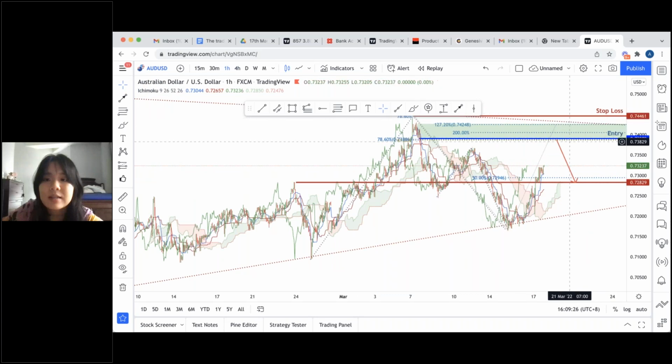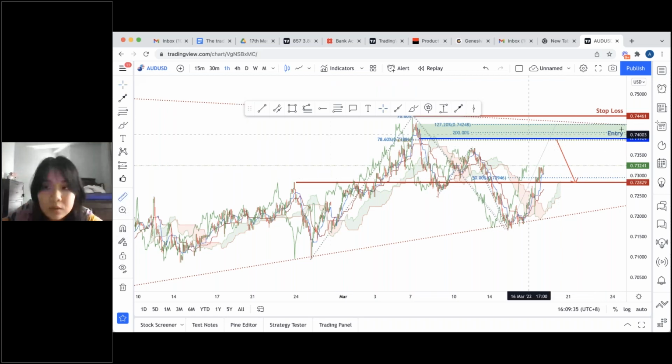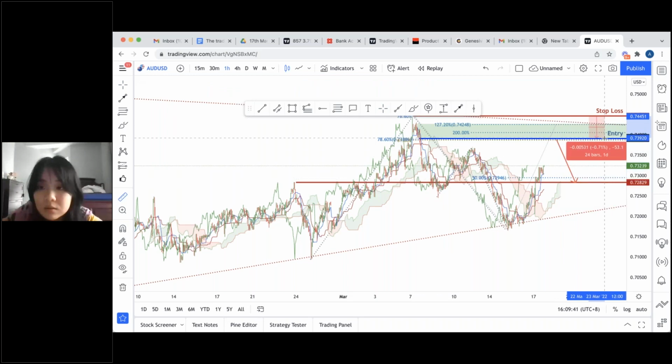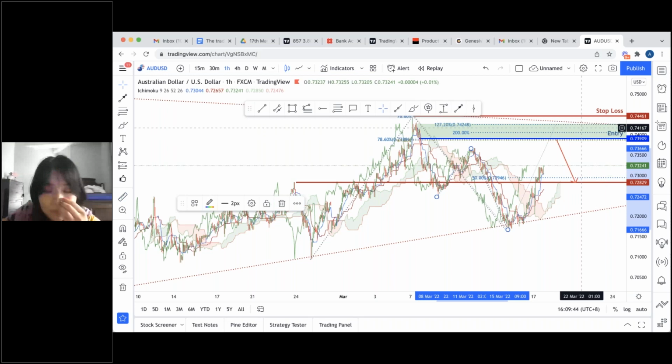It's a bit risky, the risk to reward ratio maybe is just 1 to, let me measure. It's not the best. But I'll wait for the level. Guys, do you have any questions? Are you actually on a buy?